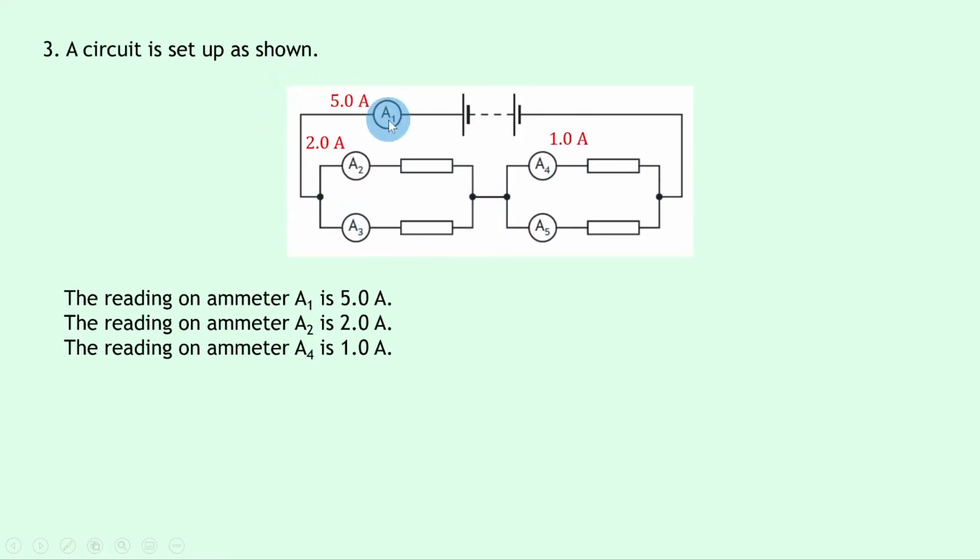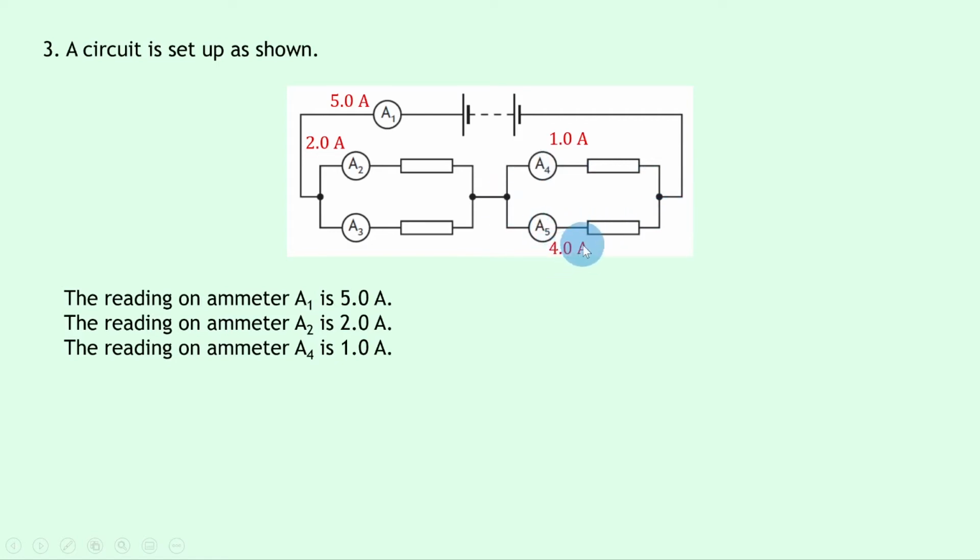So we must have a current of 5 amps flowing along this branch here and there, and then here again when the current meets back up. And that means that the currents along each of these branches must total 5 amps. So if we know that this is 1 amp, then the 5 amps of current here splitting into 1 amp here must split into 4 amps here as well.